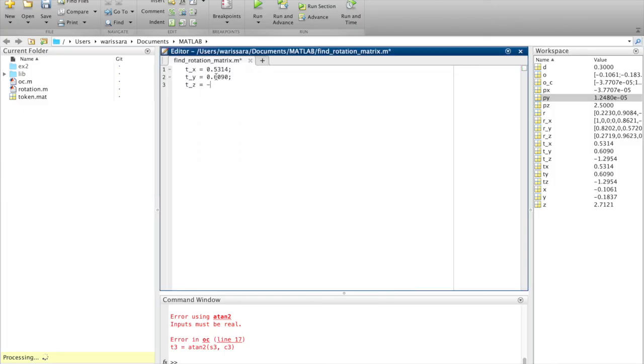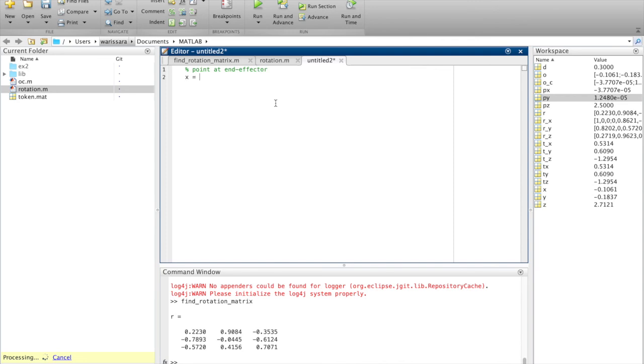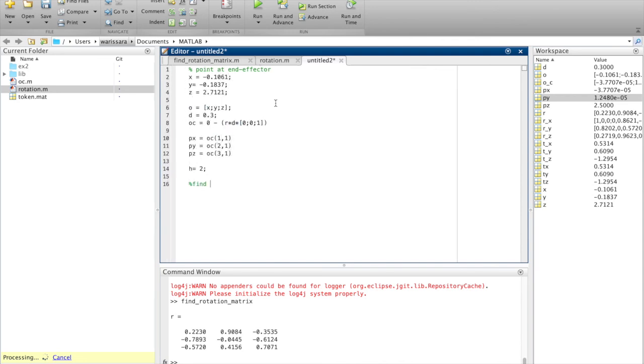And this is the sample code where we use MATLAB to identify the rotation matrix by finding theta x, theta 1, theta c. And this one is used to identify px, py, pz in the OC position.